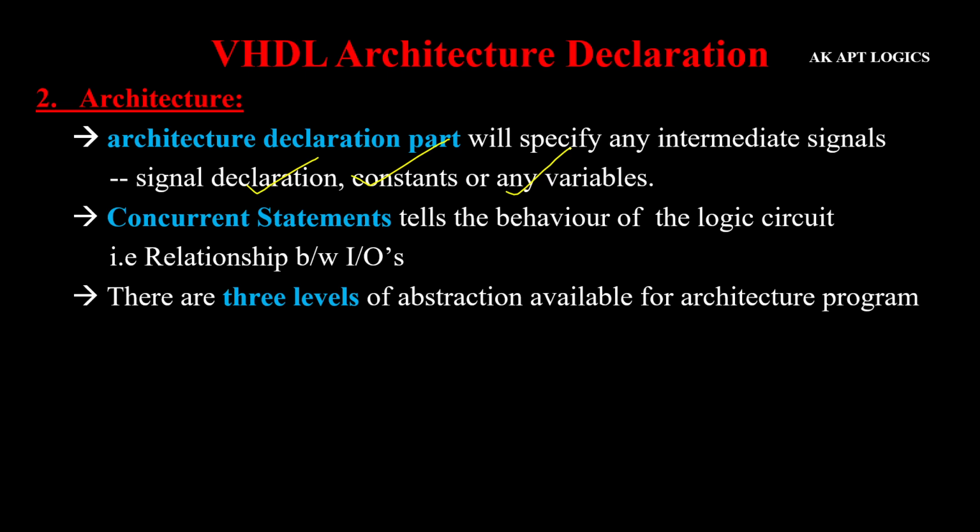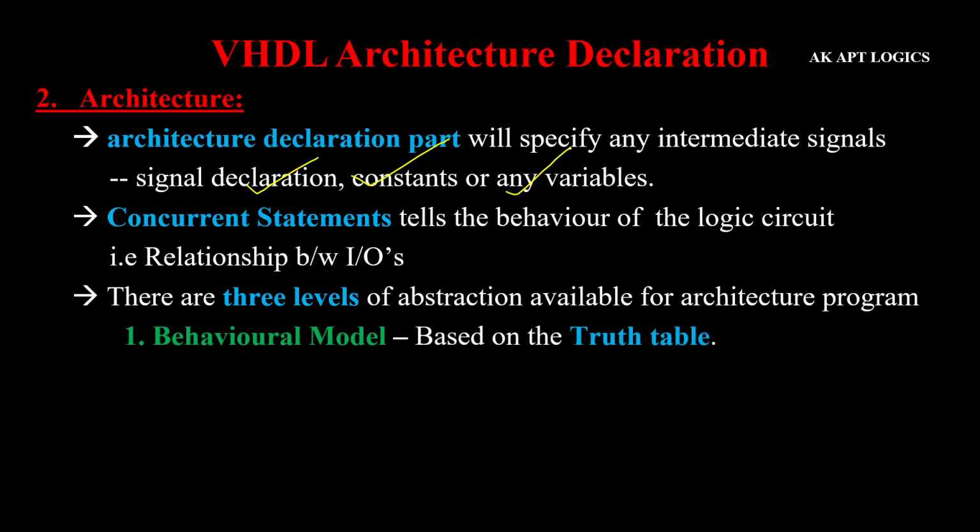So we can specify the logic relation between the inputs and outputs using the concurrent statement. These concurrent statements can be of three types, or the three levels of abstraction we have. What are those? Let's see. One is the behavioral model. We are going to specify the behavior based on the truth table of the design.